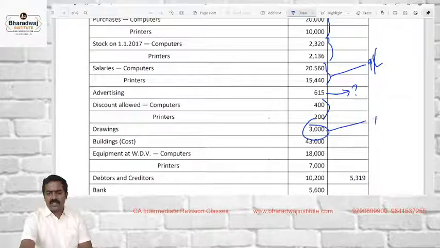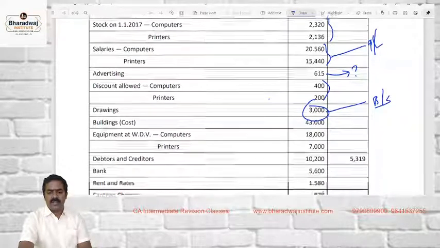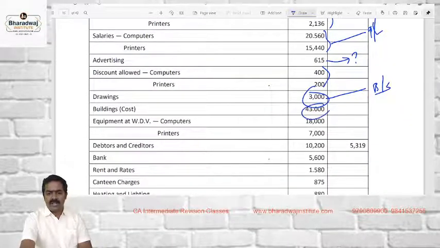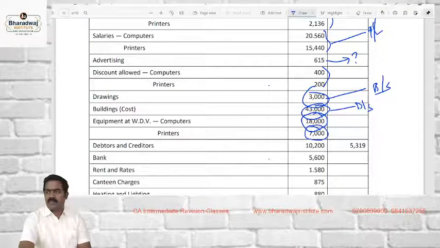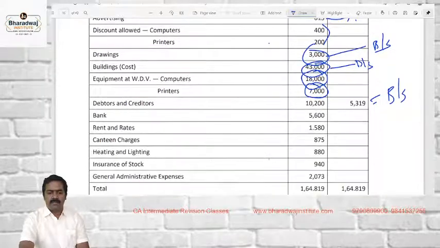Drawings will be adjusted in the balance sheet. Building also will come in the balance sheet. Equipment for computers and printers is given separately. So depreciation on computers will go to computers. Depreciation on printers will go to printers, like that. Debtors and creditors are which item? Balance sheet item. Bank balance, balance sheet item.